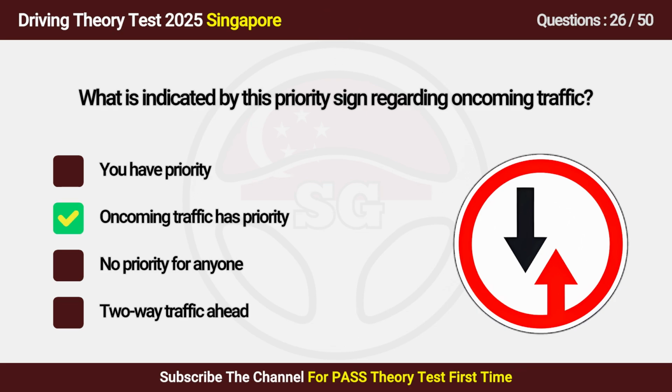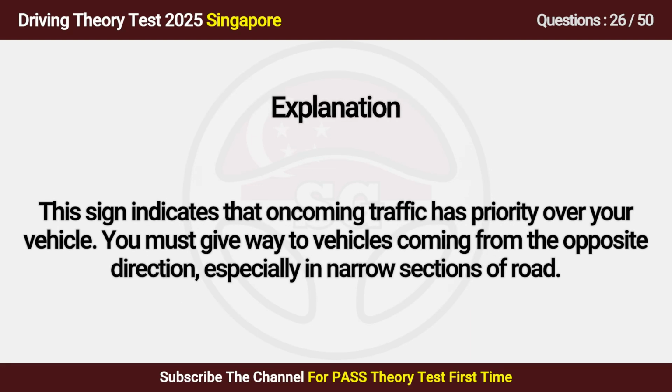Answer is B. Oncoming traffic has priority. This sign indicates that oncoming traffic has priority over your vehicle. You must give way to vehicles coming from the opposite direction, especially in narrow sections of road.